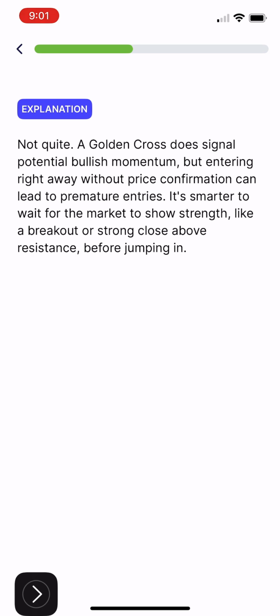Explanation: not quite. A golden cross does signal potential bullish momentum, but entering right away without price confirmation can lead to premature entries. It's smarter to wait for the market to show strength, like a breakout or strong close above resistance, before jumping in.